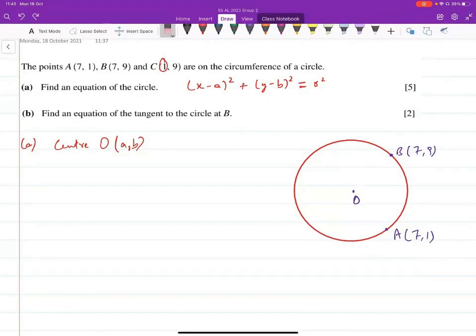Then you have the coordinates of C. Now let's see what C has. The x coordinate is 1. So it's going to be on the left side somewhere. However, we know that the y coordinate is 9. So it has to be at the same level as B. It will be at the level of B. That's your point C, and the coordinates of C are 1 and 9.